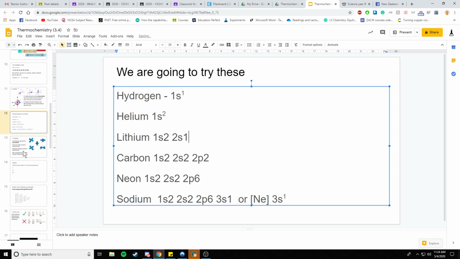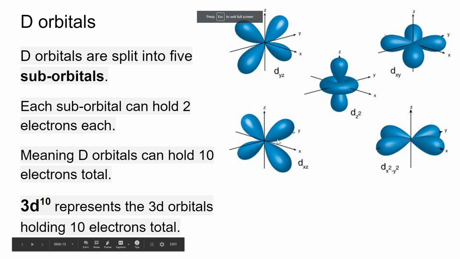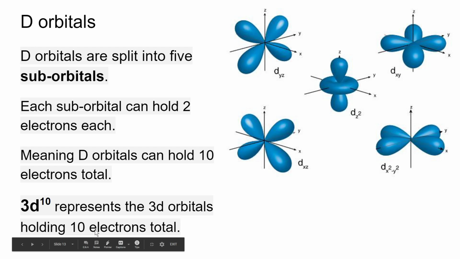Okay, so hopefully most of you got that. Now moving on to d orbitals. D orbitals are split into 5 suborbitals, and they look like this. Look a bit crazy. Each suborbital can hold up to 2 electrons each. So 5 times 2 equals 10, meaning d orbitals can hold 10 electrons total. 3d10 represents the 3d orbitals holding 10 electrons total.